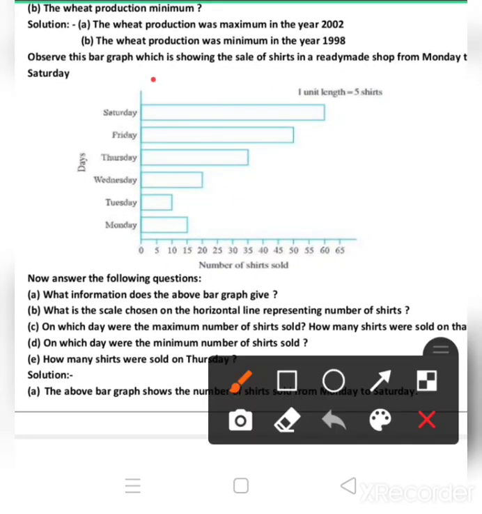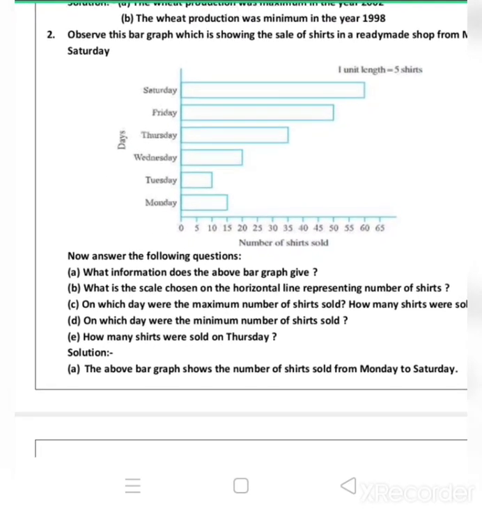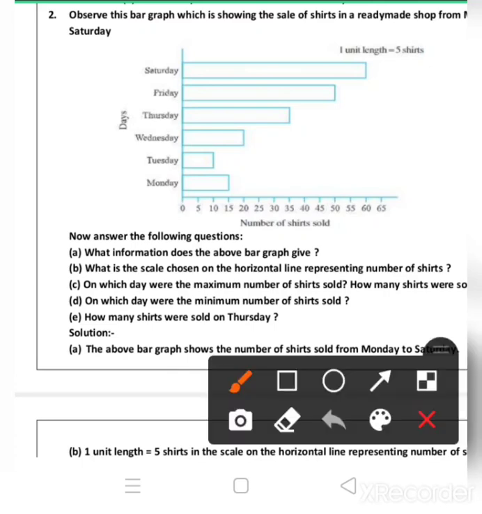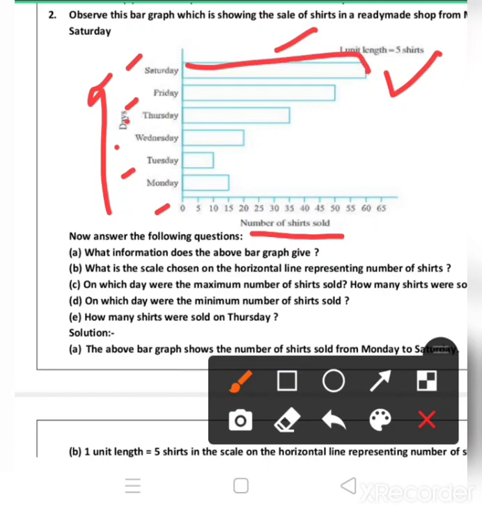Observe this graph which is showing the sales of shirts in a ready-made shop from Monday to Saturday. Here we have a bar graph showing the purchase of ready-made shirts from Monday to Saturday. This is a horizontal bar graph where the horizontal line shows the number of shirts sold and the vertical line shows the days, that is Monday, Tuesday, Wednesday, Thursday, Friday and Saturday. From the bars, the Saturday bar is maximum, whereas the Tuesday bar is smaller.